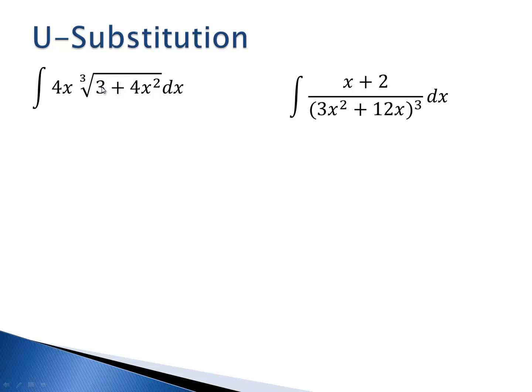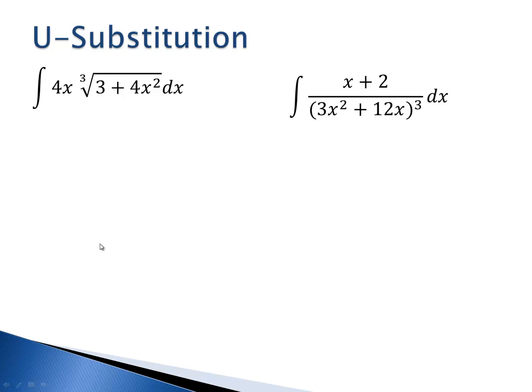Let's see. I think I'll start with this left one here, is how it's set up. So it says the integral of 4x times the cube root. Now be careful here. This 3 is on the cube root, not a 4x cubed there. Cube root of 3 plus 4x squared dx. Okay, so we'll have to think how to handle this.